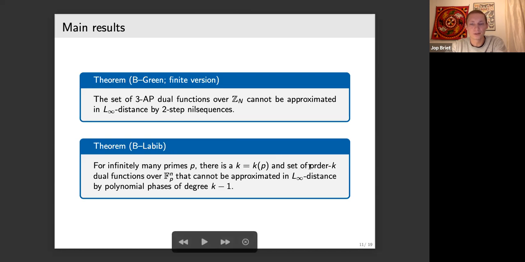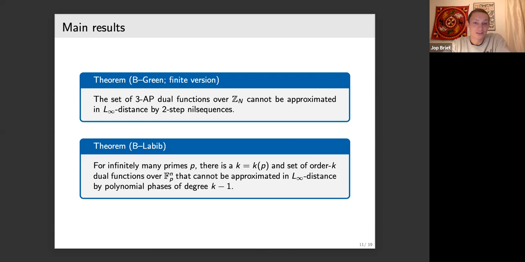But here, with the counterexamples, the k's depend on the characteristic of the field we're working over. And also the patterns of these order k dual functions we have little control over. So we don't currently have a statement like this talking, for example, about three AP dual functions over F3 to the n.